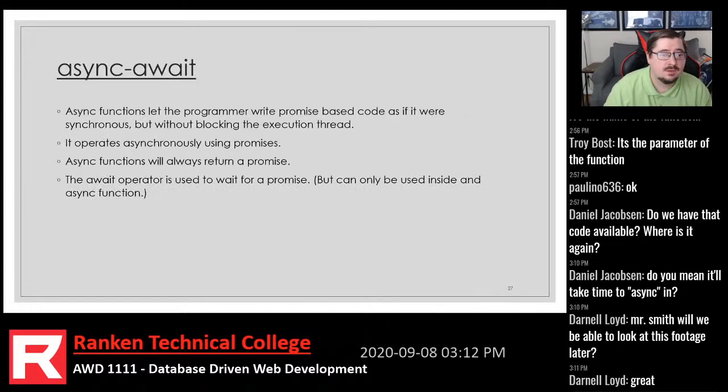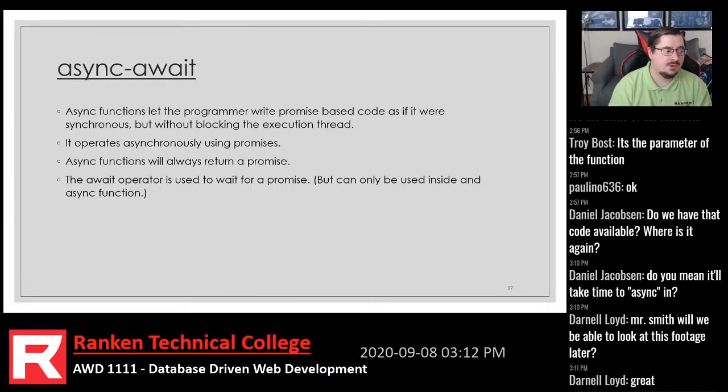Async functions let a programmer write promise-based code as if it were synchronous, but without blocking the execution thread. Remember, normally with synchronous code, we're blocking the execution thread. But if I write it with async, it looks like it's synchronous, but it's actually asynchronous. It operates asynchronously using promises.